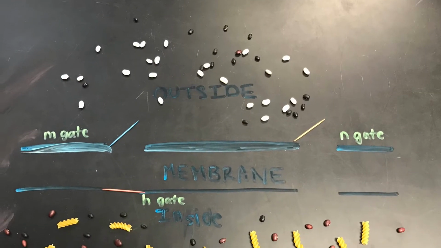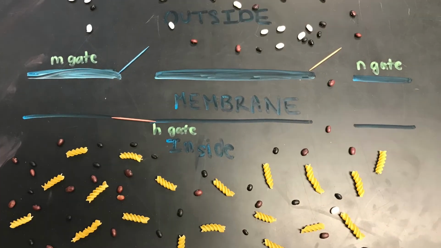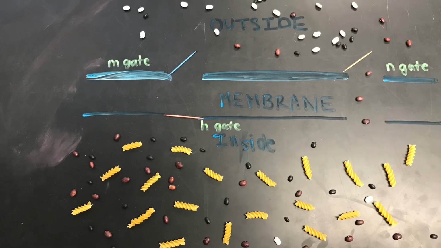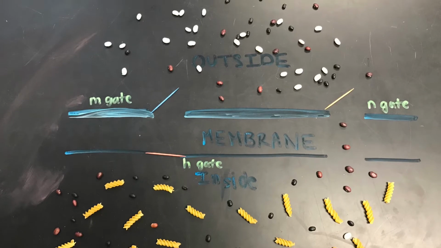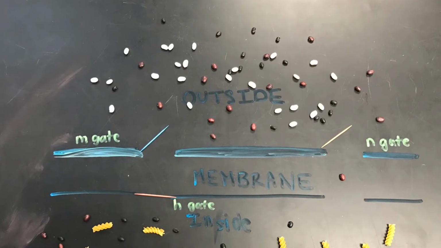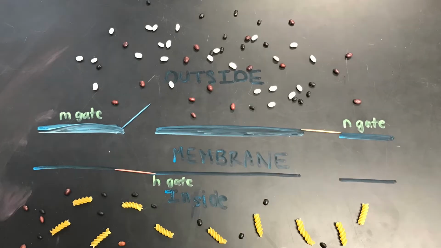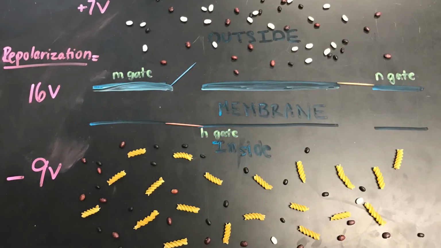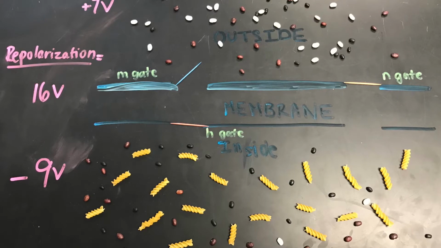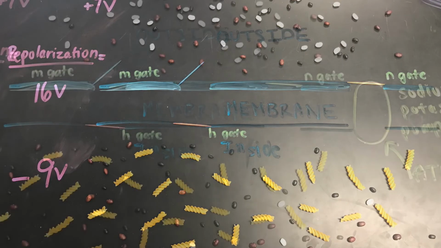The depolarization process then causes the voltage-gated potassium channel, or N gate, to open, and then the sodium channels to close. This allows the potassium ions, or red beans, to move from inside to outside the membrane. As you can see, the repolarization process has re-established the original membrane potential.